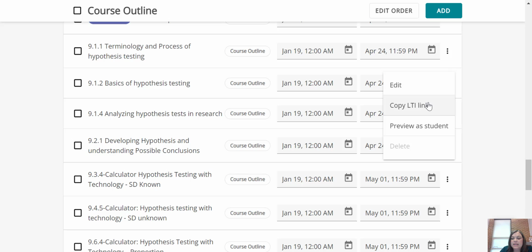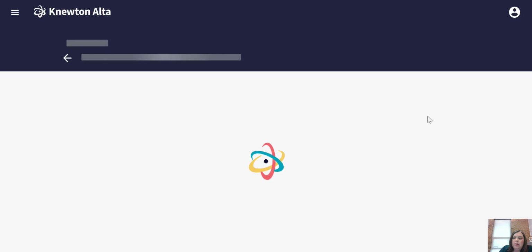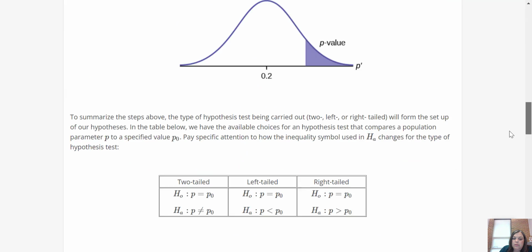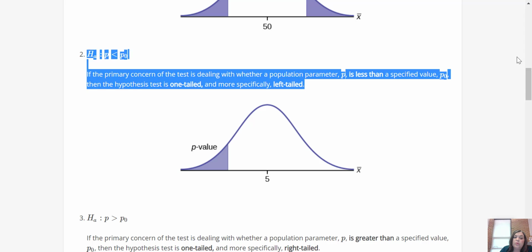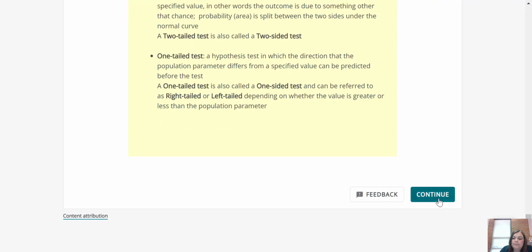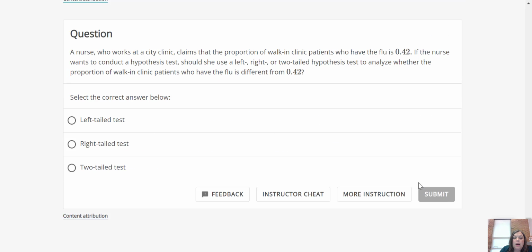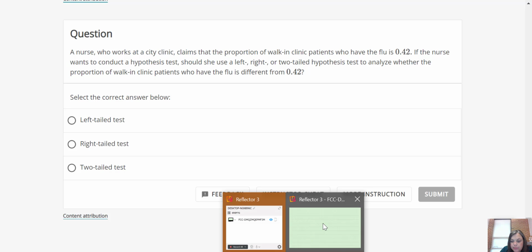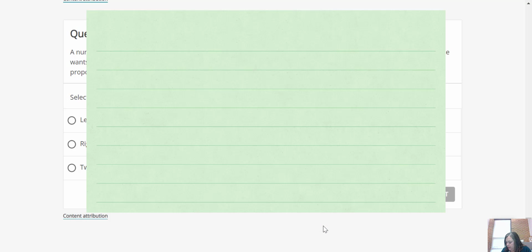basics of hypothesis testing, I believe this one is just coming up with the null and the alternate hypothesis statements and talking about whether it's one-tailed and two-tailed. So basically, left-tailed, right-tailed, or two-tailed, basically that has to do with your alternate statement. It has to do with your alternate statement. So let me just put this up here real quick.